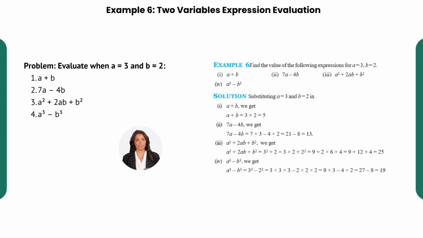Finally, the fourth expression is a cubed minus b cubed. This is 3 cubed minus 2 cubed, which equals 27 minus 8, or 19. Substituting variable values inside expressions allows you to find precise values, which are useful in real-world applications and problem solving.